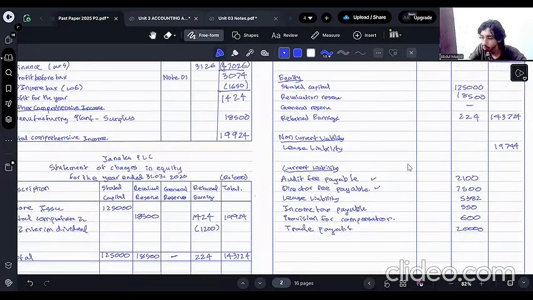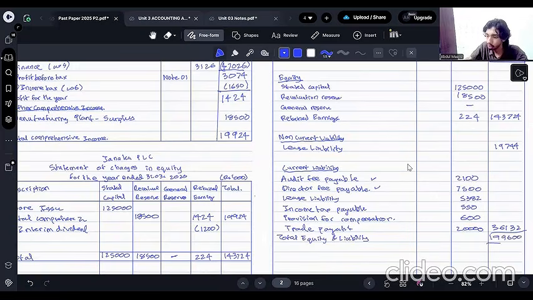Current liability 2,100 plus 7,500 plus 5,382 plus 550 plus 600 plus 20,000. That will give you 36,132. For this, if you add the non-current liability and equity, 19,744 plus 143,724, you get your total equity and liability. Total equity and liability as 199,600.